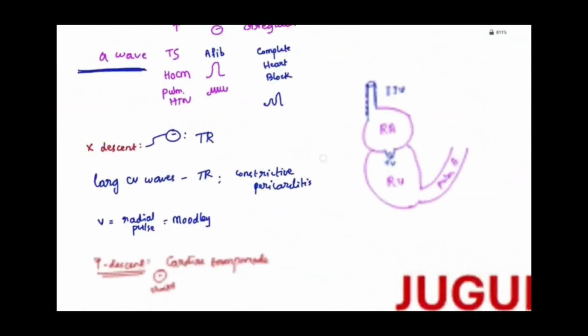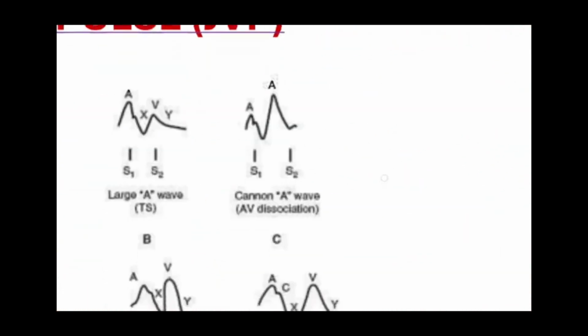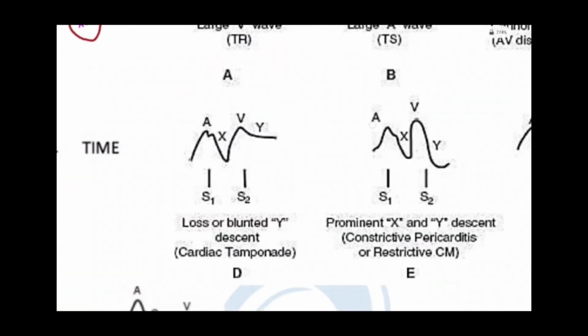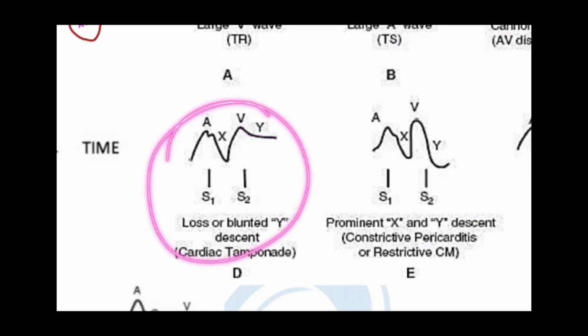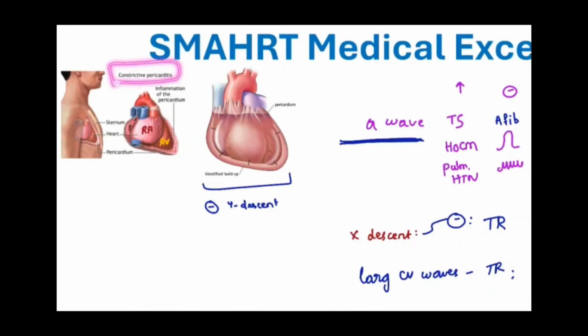If you want to see how a blunted Y descent looks, here we have this. Actually it should go like this, but now there is no descent, so it has become blunted. This blunted Y descent is what is visible in cardiac tamponade. Now, what happens in constrictive pericarditis? As you can see, there is some space in the right ventricle. So as soon as the tricuspid valve opens, atria will start to empty rapidly. So you notice a rapid Y descent, but it will stop in the middle.